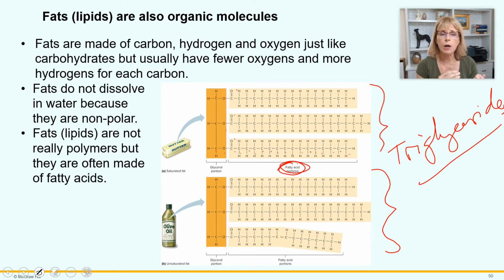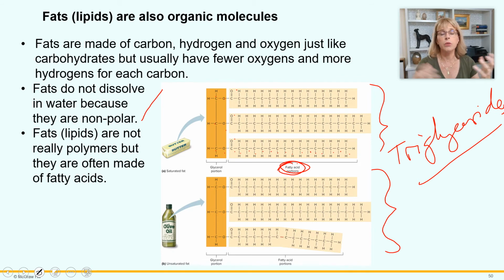Now, carbohydrates mostly will dissolve in water. The reason is that carbohydrates are mostly polar molecules, and water is a polar molecule. Remember polar covalent bonds? Polar dissolves in polar. But lipids are not polar, and so lipids will not dissolve in water. Lipids won't dissolve in water because they are non-polar. And that is why oil and water don't mix.